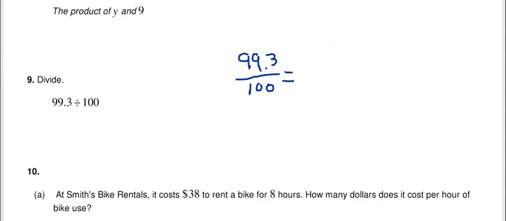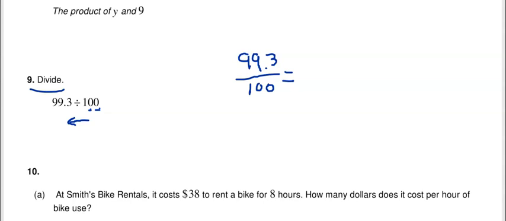Okay, so for number 9, we're just being asked to divide. Anytime you're dividing by what's called a base 10 number, which could be 10, 100, 1,000, or 10,000, basically any number with a 1 at the beginning and then some zeros behind it, those are base 10 numbers. All you have to do when dividing by a base 10 number is move the decimal to the left however many zeros there are.